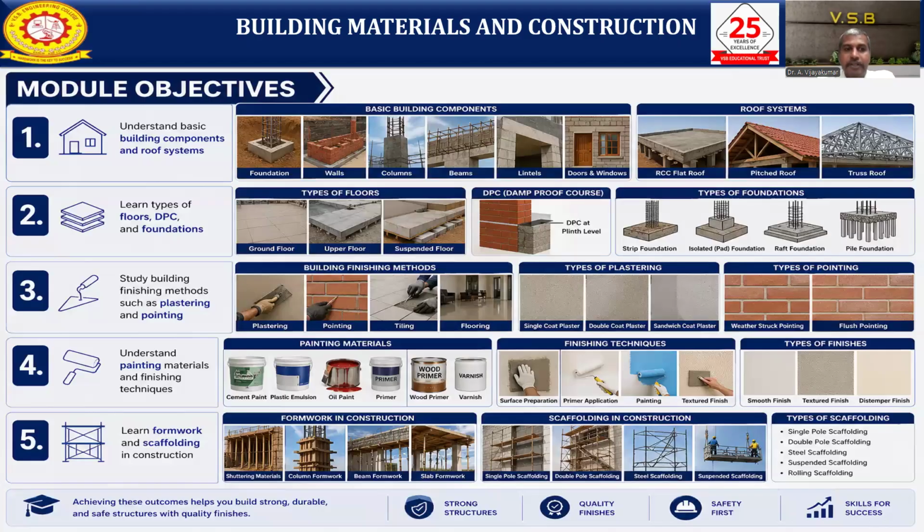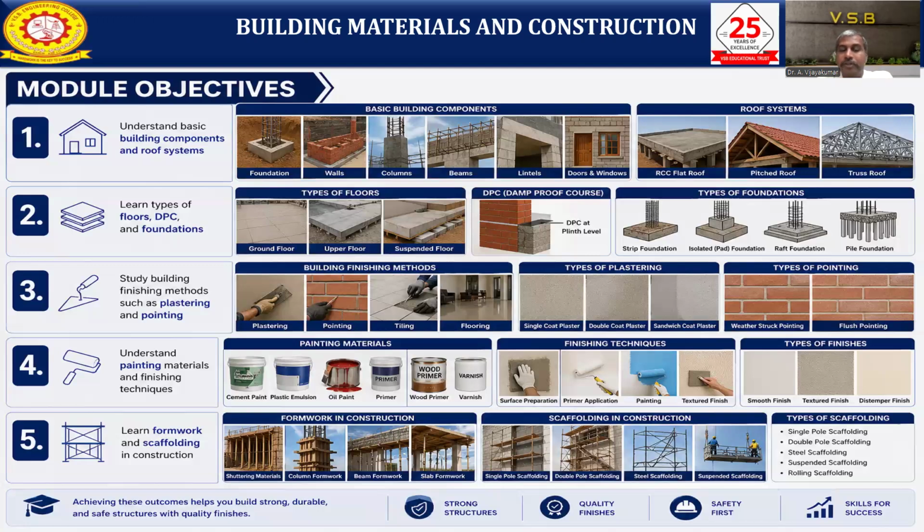Students study building finishing methods such as plastering and pointing. We should know the methods of plastering, for example single coat, double coat, and sandwich coat plaster. Pointing is also important for appearance purposes. There are different types of pointing, such as struck pointing and flush pointing, normally used in brick masonry structures. Students need to understand painting materials, the ingredients available, and the finishing techniques, especially the smooth finish, texture finish, and distemper finish.